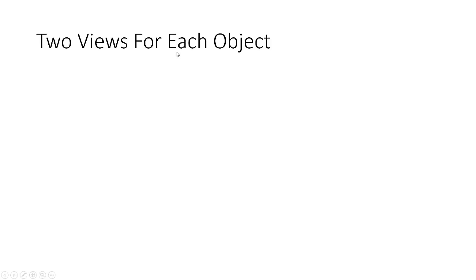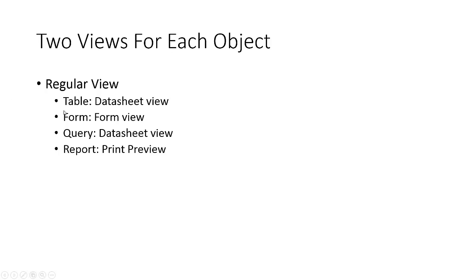We've got to talk about the two views for each object. Hey, wait a second. We have four objects. Table, form, query, report. Regular view, that's what we were looking at. Datasheet view for the table and datasheet view for the query. That's where we saw all the raw data for the table or our answer. Form view, that's where we actually changed that 3 to a 13. And then print preview. Print. These are the regular views.